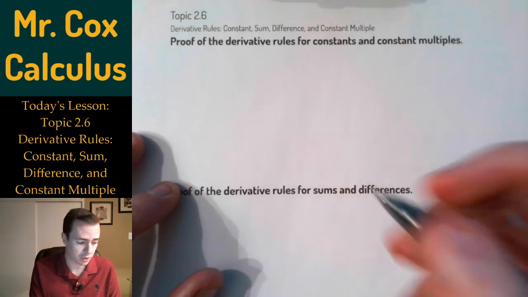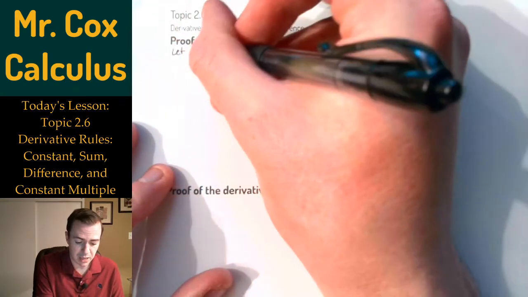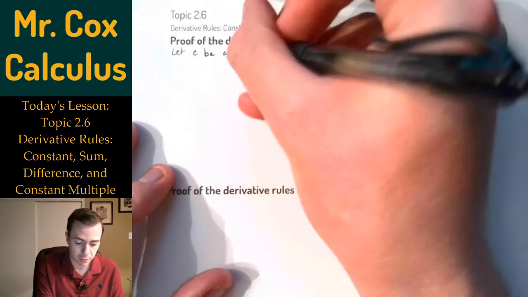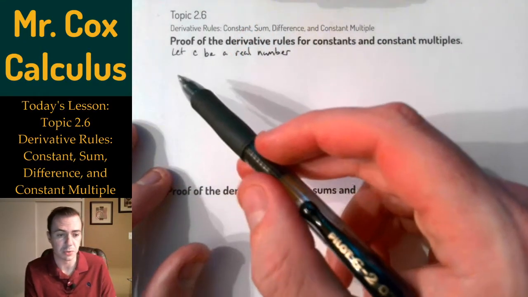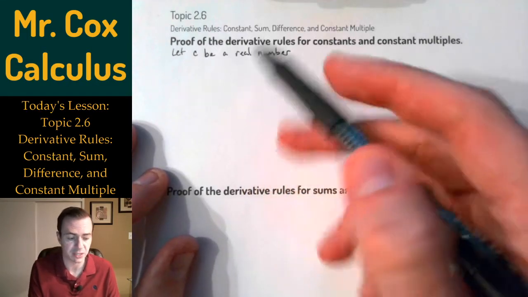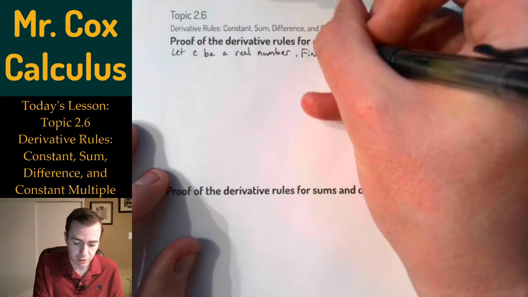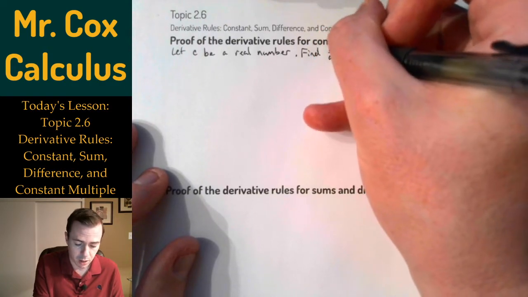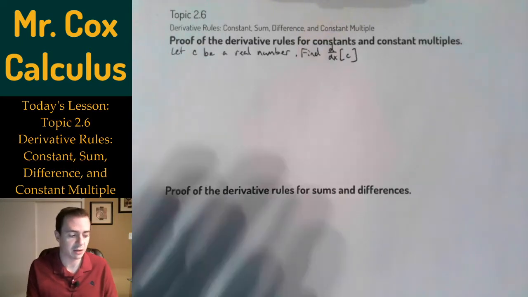So let's start off with constants. Let's let c be a real number. And this is going to be true for both constants and constant multiples. We're going to address them as just some real number c. Well, what I want to do is find the derivative of c, the derivative of some constant value. Again, the derivative of 7, the derivative of negative 4.